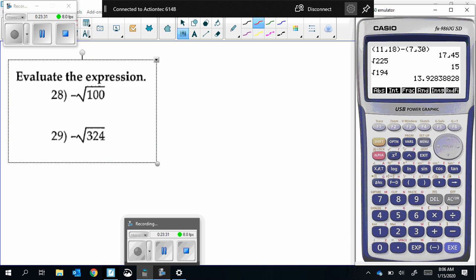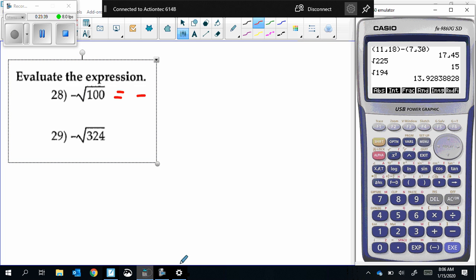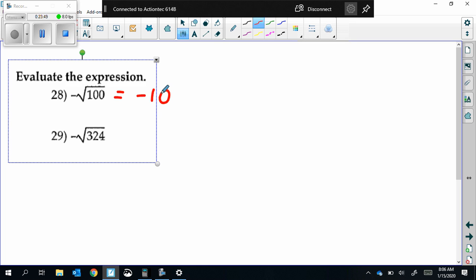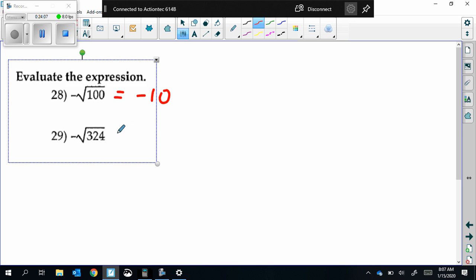Evaluate the expression. For these, I, again, would just recommend typing them in. There's a negative there, so it's going to be a negative answer. You type it in, negative square root of 100 is negative 10. If it's an answer that you know the square root of 100 is 10, then good. Saves you time. You don't have to pull out your calculator. 324, same idea. Negative in front, square root 324. Again, it simplifies perfectly. It's negative 18.